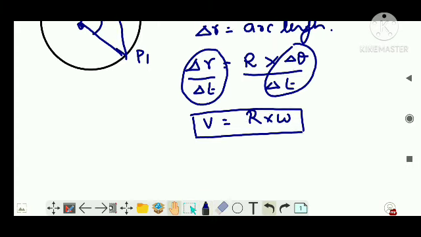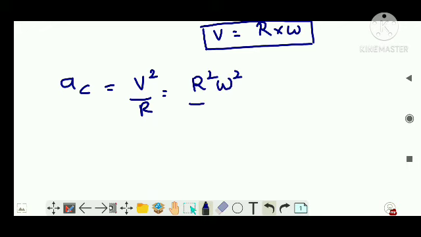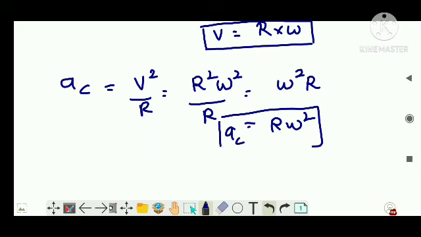Clear? Now, depending upon this equation, I can even change our centripetal acceleration, which is v squared by r. In place of v, I am going to write r squared omega squared by r. One r cuts off, so I can write omega squared r, or just r omega squared. This is another expression for centripetal acceleration.